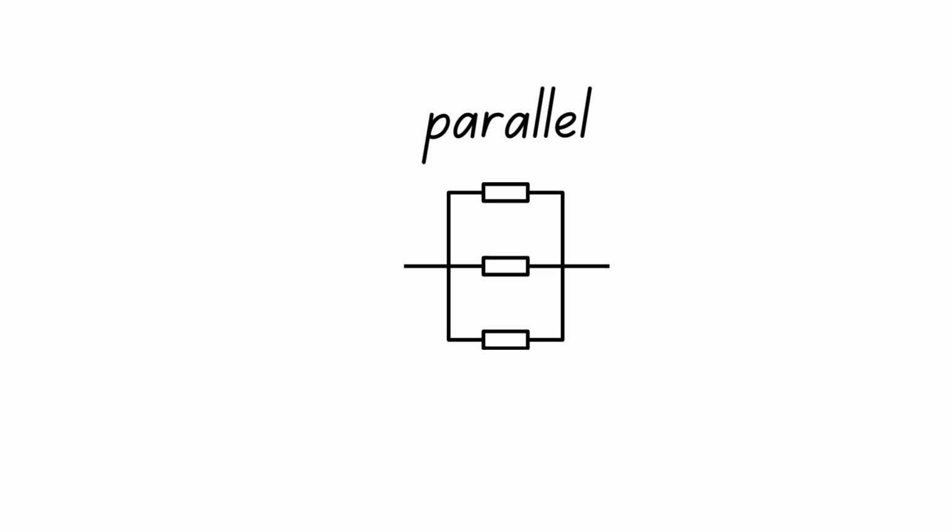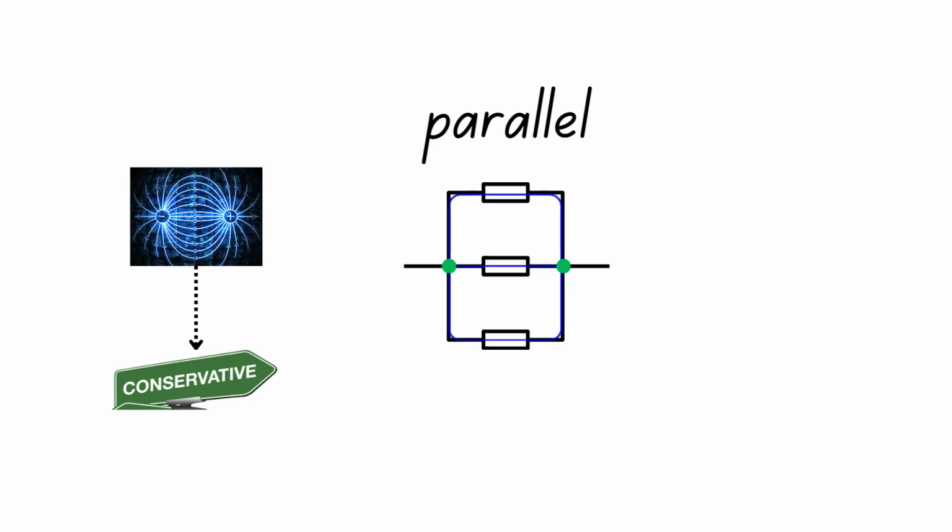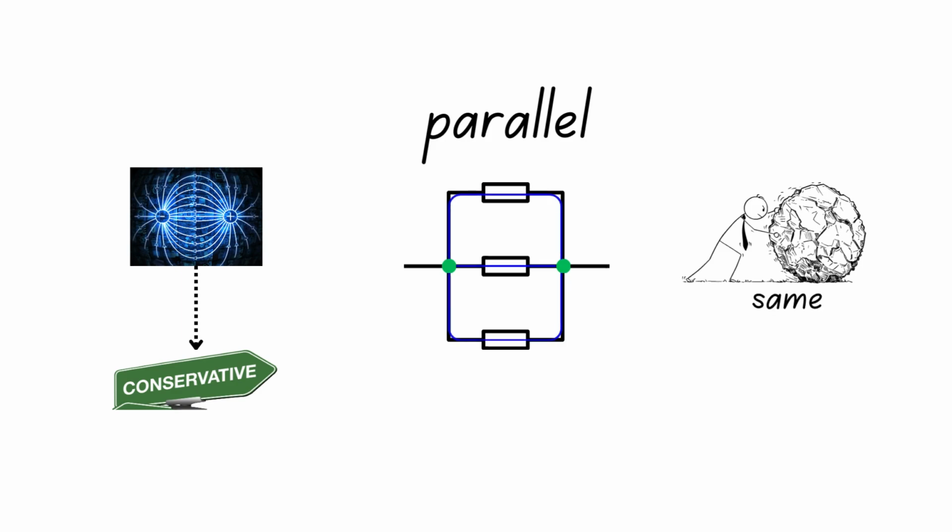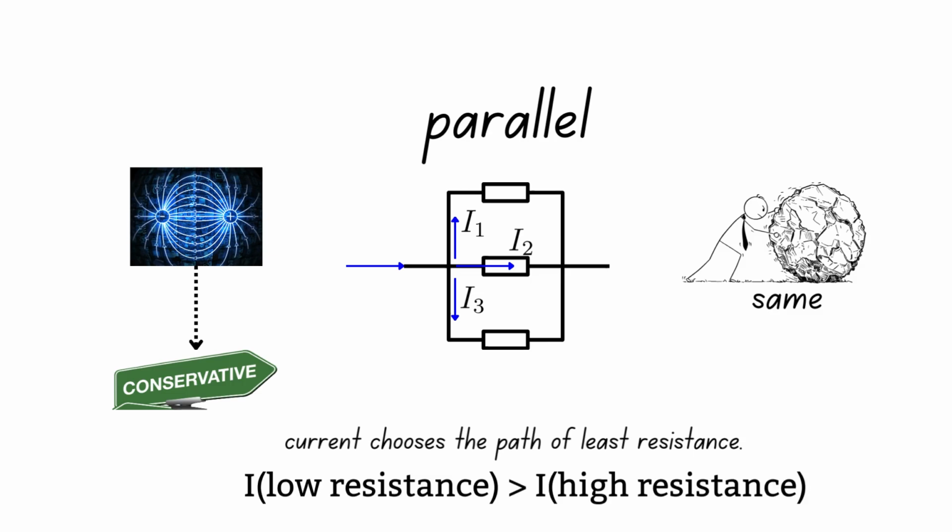For resistors in parallel, all the branches are connected to the same points within the circuit. Since electric fields are conservative, work done in moving charges between these 2 points is the same, regardless of the path. This means that all the branches have the same voltage across them. The current in the circuit splits amongst the branches of resistors. Current chooses the path of least resistance, meaning more current flows through a low resistance branch than a high resistance one.